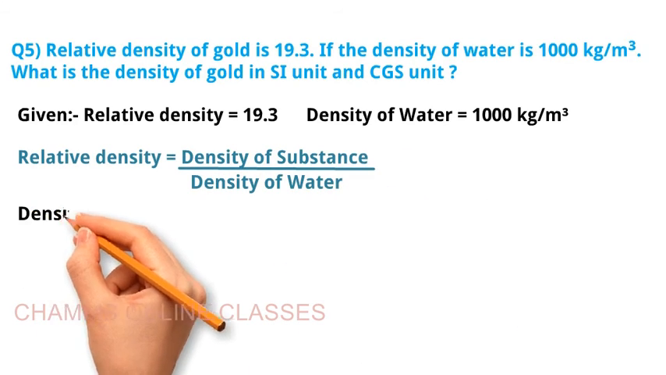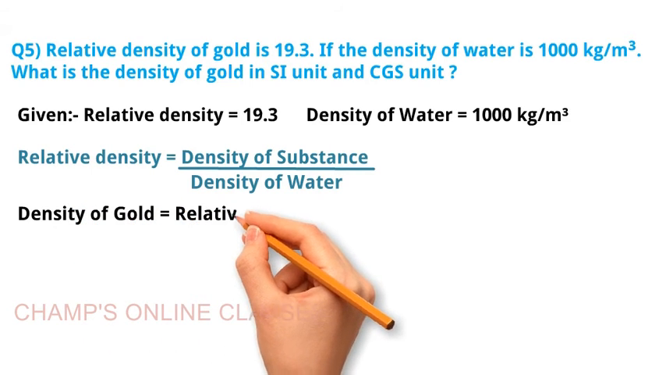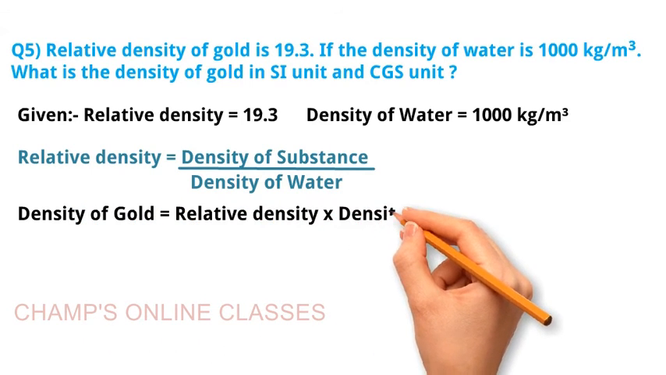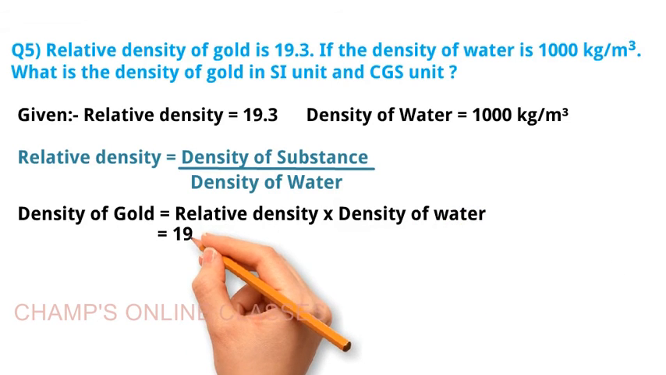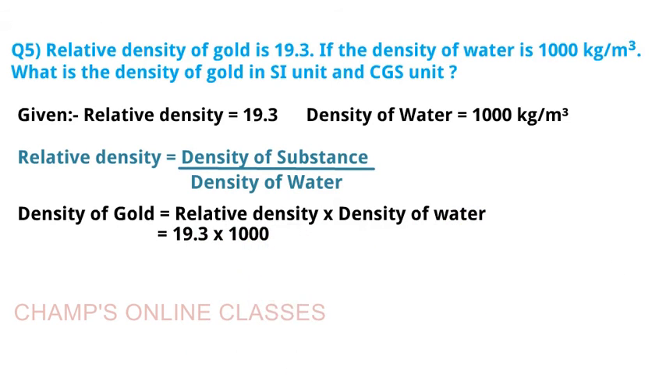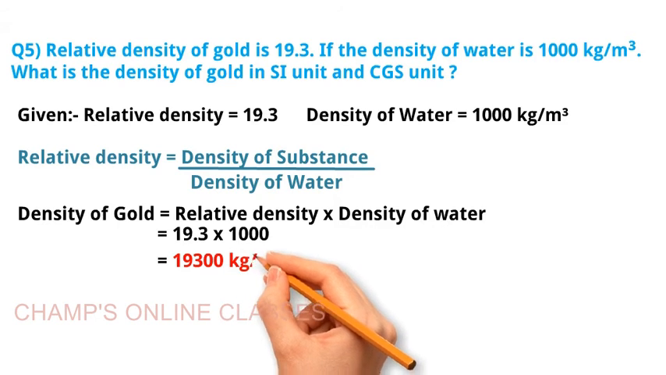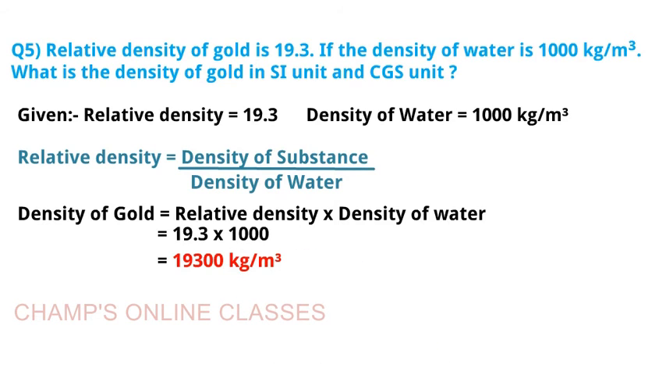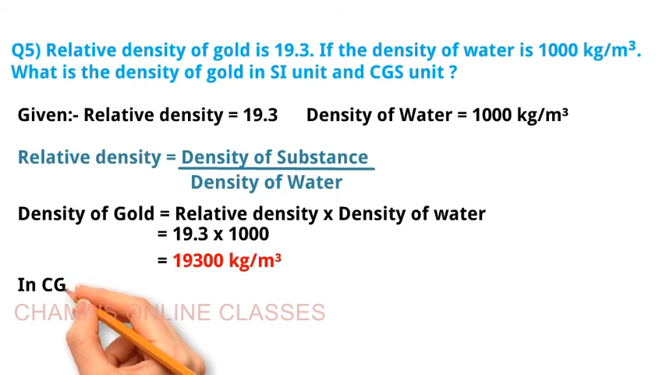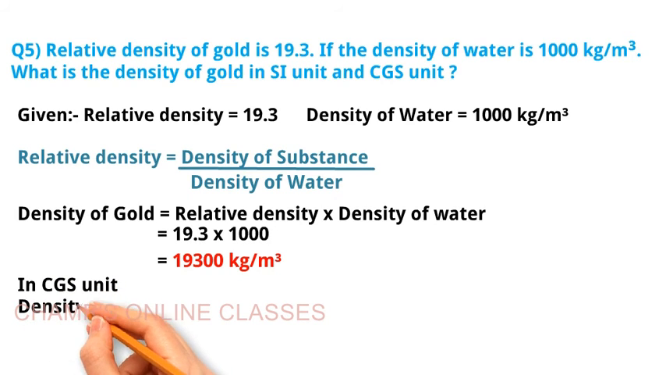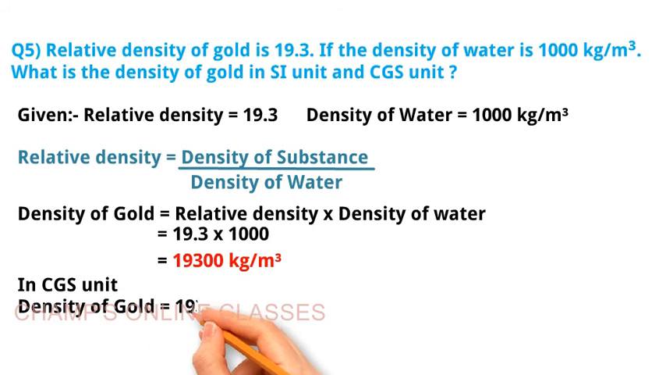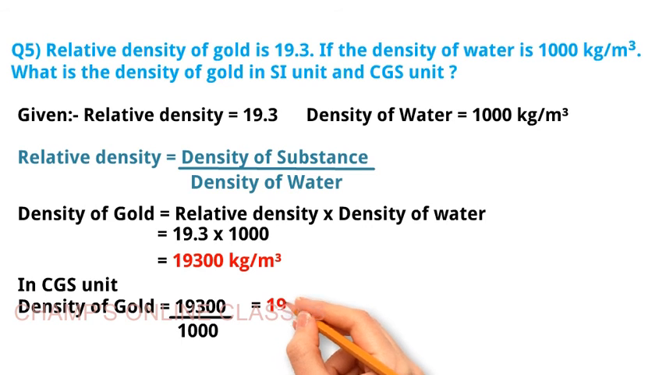Now, the density of the substance, that is of gold, will be equal to relative density into density of water. That is 19.3 into 1000, which is 19,300 kg per meter cube in SI unit. Now to get it in CGS unit, the density of gold will be 19,300 divided by 1000, that is the conversion factor, which will give us the density of gold as 19.3 gram per centimeter cube.